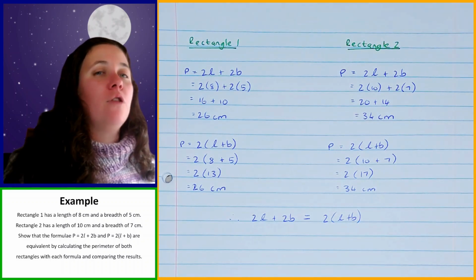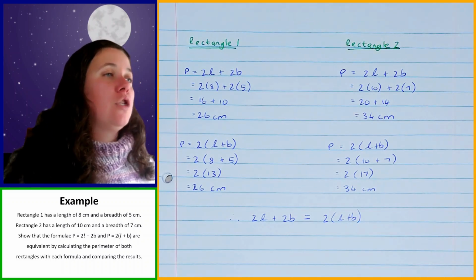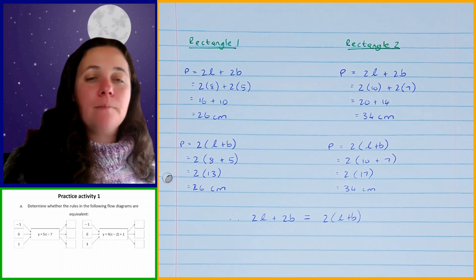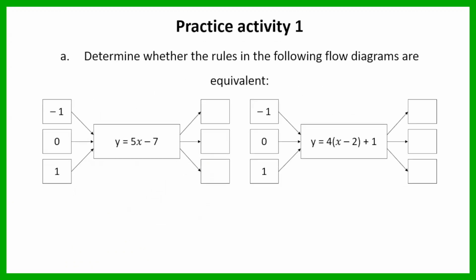Okay, so now I'm going to give you a few that you're going to do for yourself. The first one you're going to do is this one over here, where you've been given 2 rules in the form of, or represented in, flow diagrams. You need to work out for each of these rules the outputs where you've been given these inputs, -1, 0, and 1. And here you also have -1, 0, and 1. Now it's important that the inputs here and the inputs here are the same, because you can only compare when you're working with the same inputs.